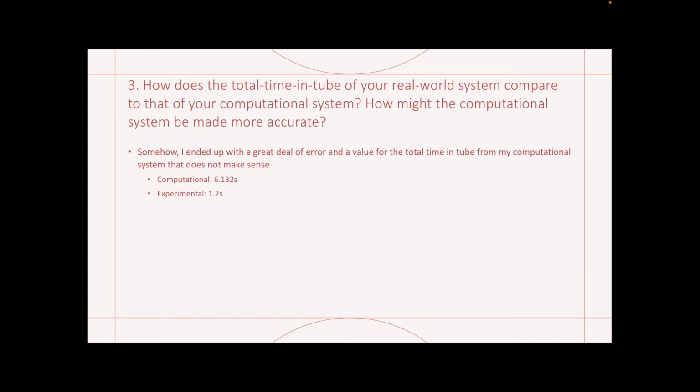To make the computational model more accurate, I could recalculate the magnetic dipole moment to make sure I'm using an accurate value. I could also account for air resistance since the magnet is moving through the air as it falls through the tube.